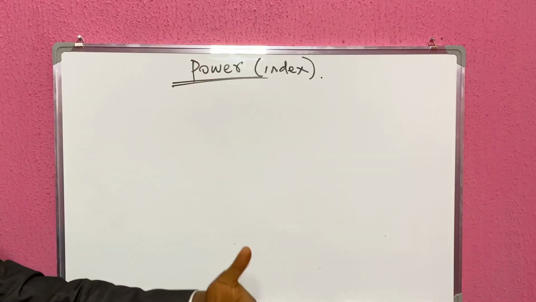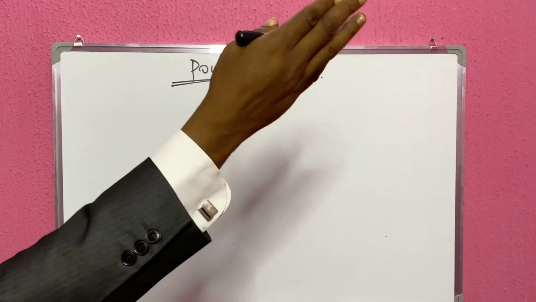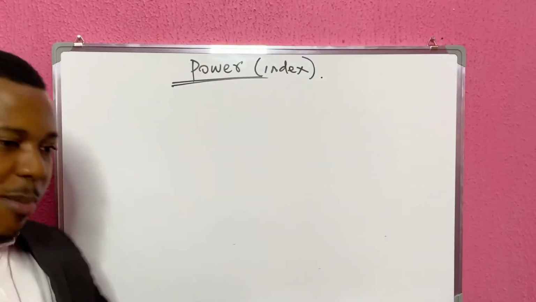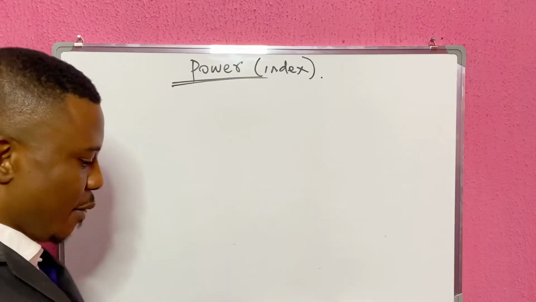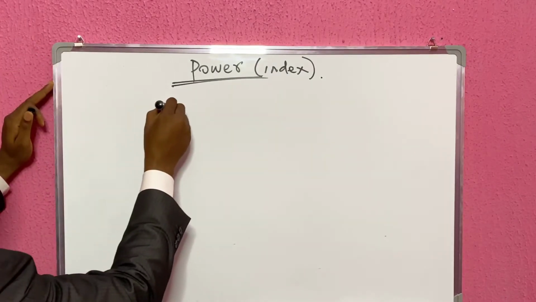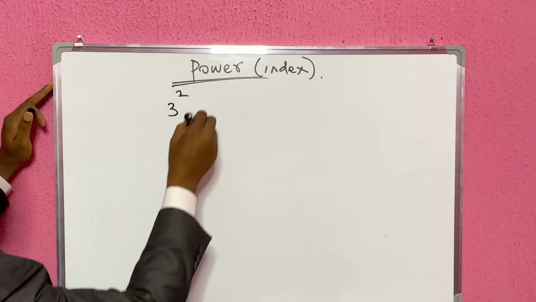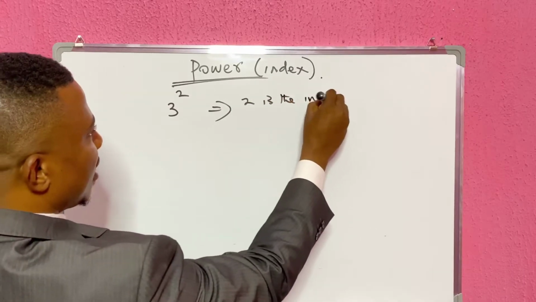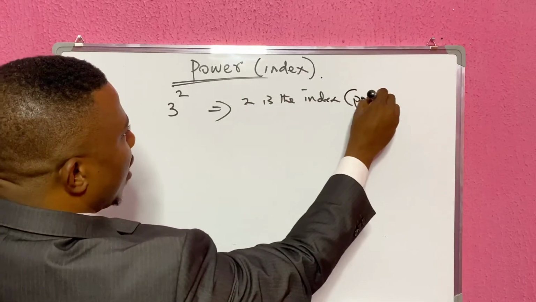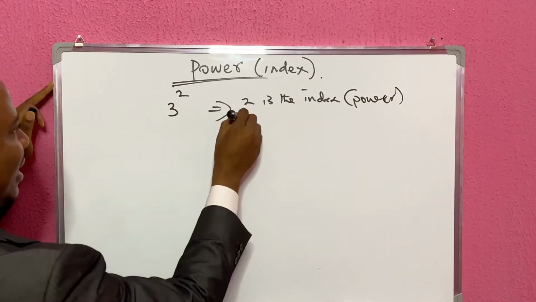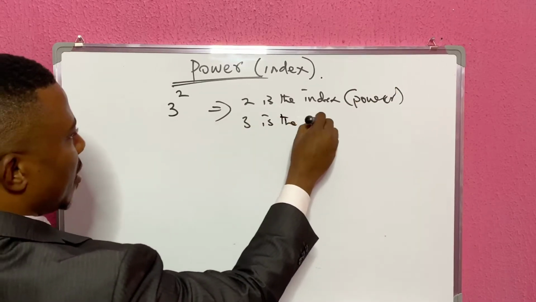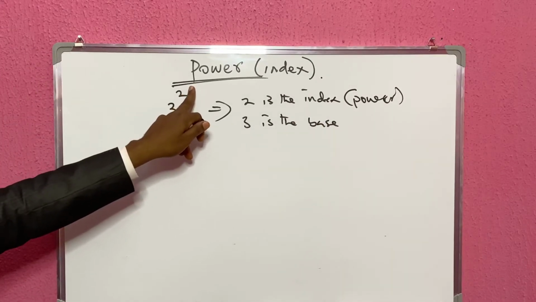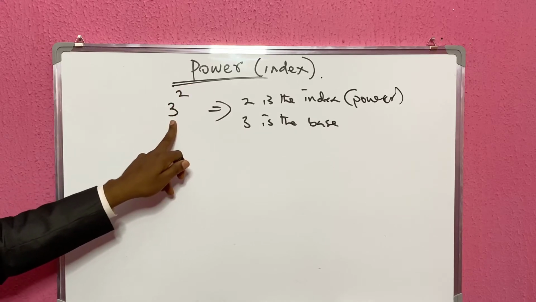When a number is raised to another number, the one it is raised to is called the index or the power, while the number itself is called the base. For example, if you have 3 raised to the power 2, in this case, 2 is the index or the power, and 3 is the base. So this is 3 power 2. The 2 is the index and 3 is the base.